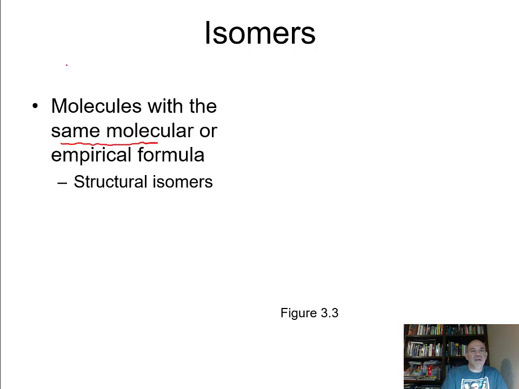Okay, so an example would be a 6-carbon sugar like glucose, C6H12O6. It turns out that glucose, which is one simple sugar with this formula, has other simple sugars that also have this exact same formula, but the atoms are arranged in different ways. Fructose, galactose. They have the same formula, C6H12O6. So they would be considered structural isomers.